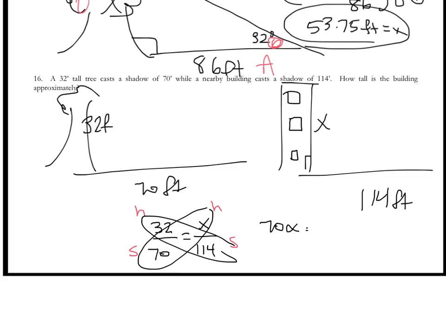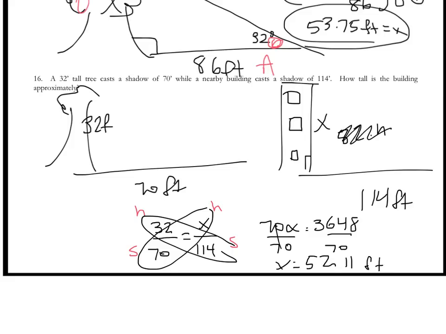70X equals 32 times 114, which is 3,648. I need to solve for X, so let's divide by 70. On my calculator, divide by 70. I get approximately 52.11 feet. The height of the building is about 52.11. That's an 8, sorry. 52.11 feet. There's my height, 52.11 feet. Okay, guys, there's all the problems. Let's get ready for this quiz.